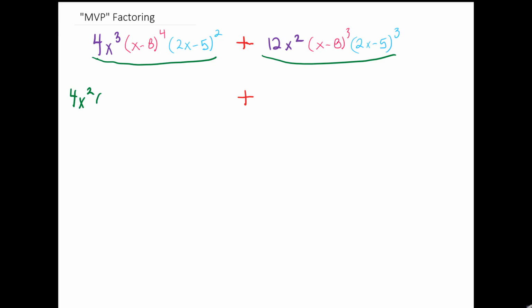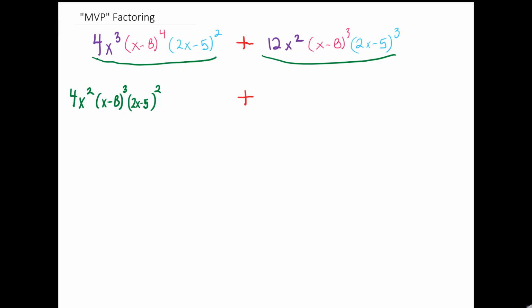Then as far as the x minus 8s go, we have 4 of them on the left and 3 of them on the right. So I can pull out 3 that are in common. And with respect to the 2x minus 5s, we have 2 on the left and 3 on the right. So there's a total of 2 that can be pulled out.